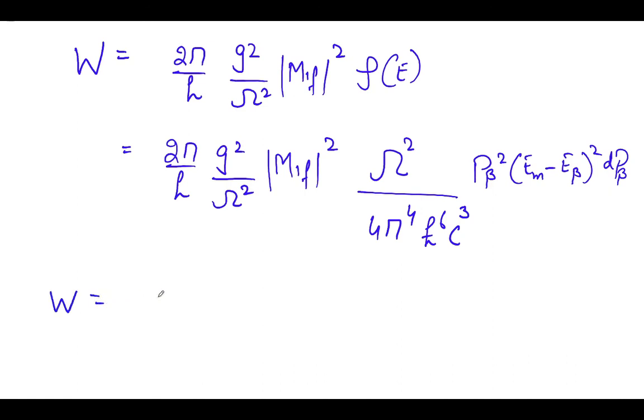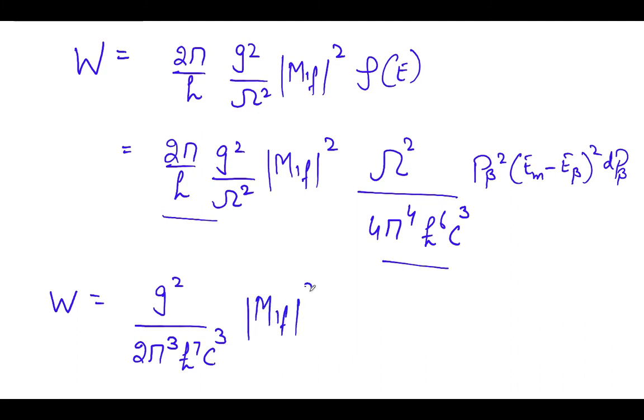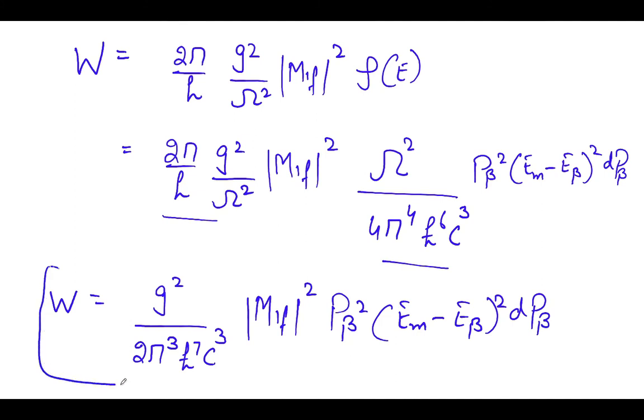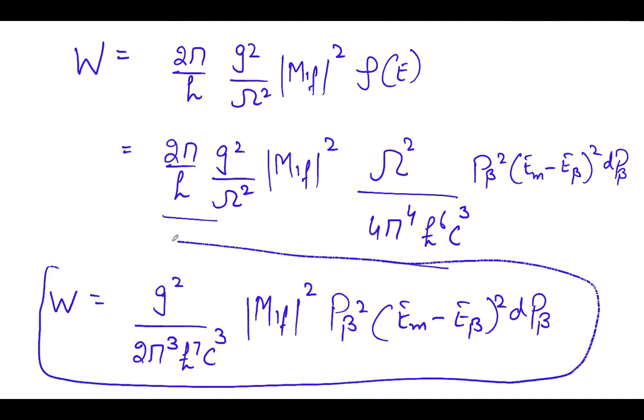So the transition probability equation becomes g² over 2π³ ħ^7 c³. Some terms get cancelled. When we combine these two values, we get this value into |M_if|² into p_β² (E_M minus E_β)² into dp_β. So this is a very important equation, which is generally known as the rate of transition for this allowed beta decay. It tells us what type of reaction it can be, and it defines the rate of transition.